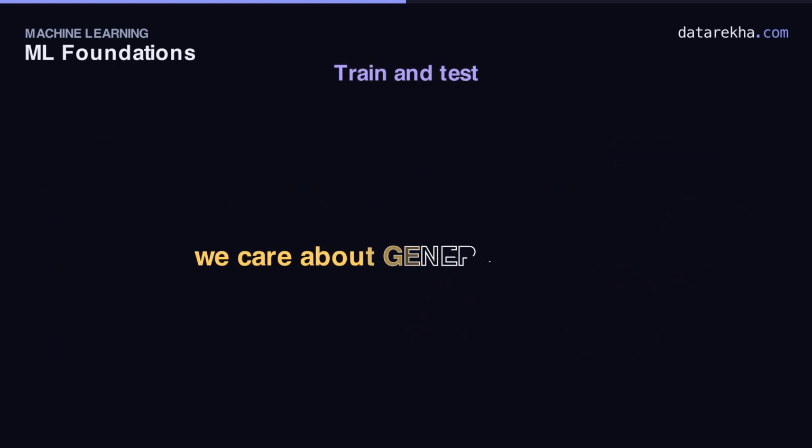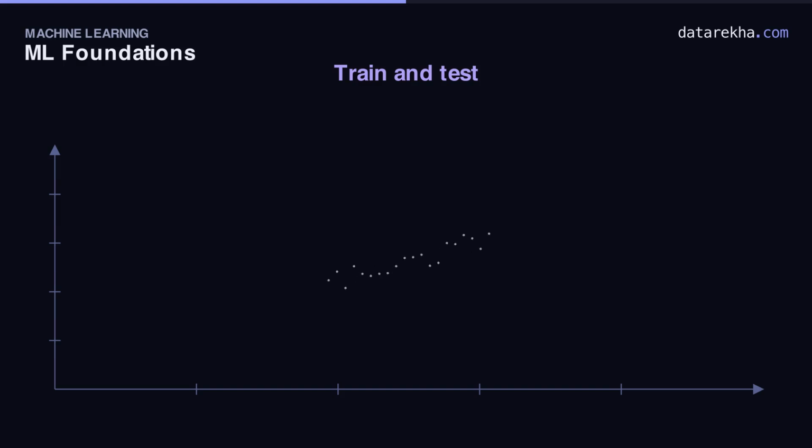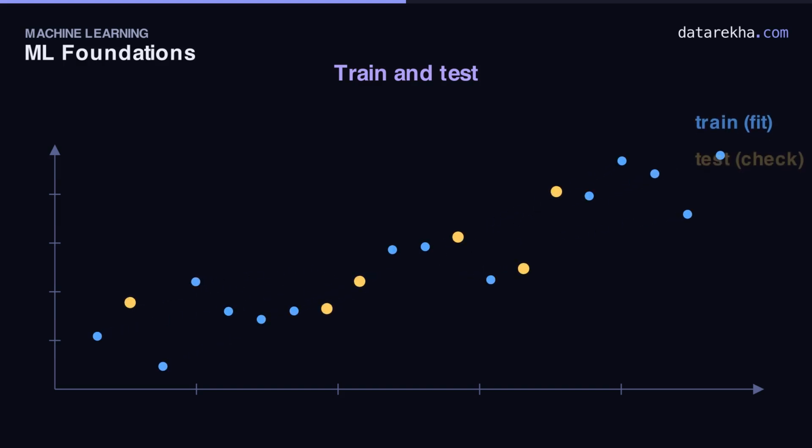Now, the single most important habit in the whole field. We don't just want a model that nails the data it already saw. Anyone can memorize the past. We want one that works on data it's never met. That skill has a name: generalization. And to measure it honestly, we split our examples in two before we start. Start with all our labeled examples in one cloud. Now split them. Most for training, the rest held back for testing. Say 70% to train, 30 to test.